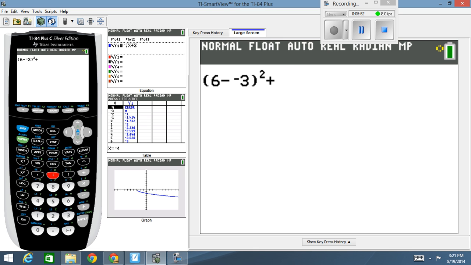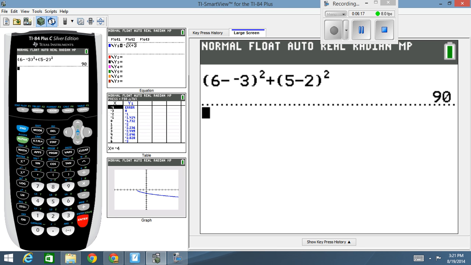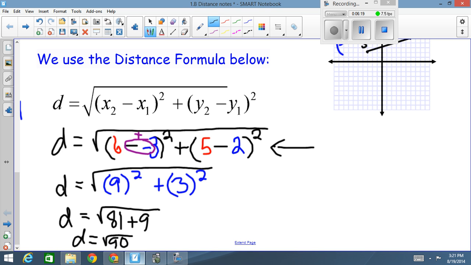Plus, open a parentheses, 5 minus, I believe it was 5 minus 2. Close the parentheses and square that. So notice I'm not putting the radical. And the reason I'm not putting the radical is because then it gets a little tricky with where the parentheses are supposed to go. It's easy to make an error. Press enter, and I get 90, which is what I had down here. So you could go from this step essentially to that step by putting the stuff that's under the radical into the calculator.